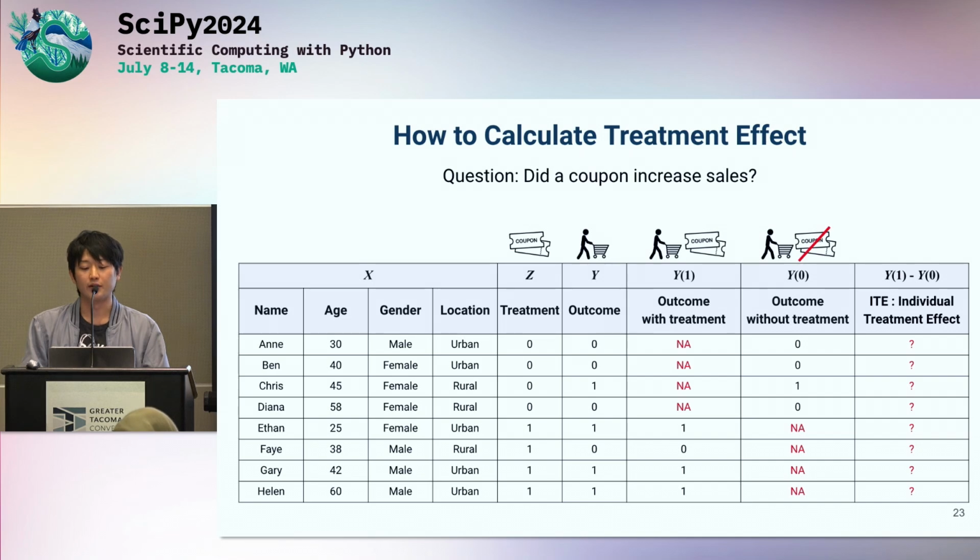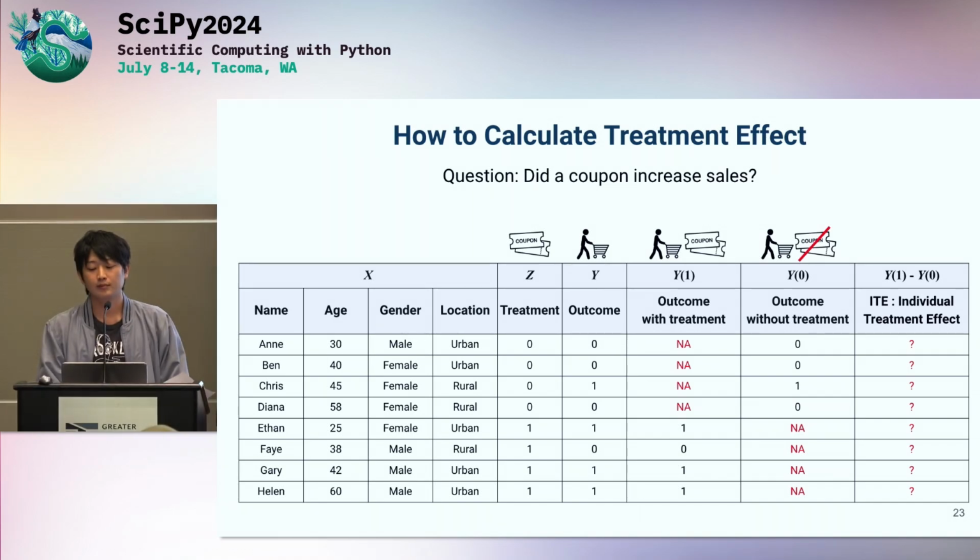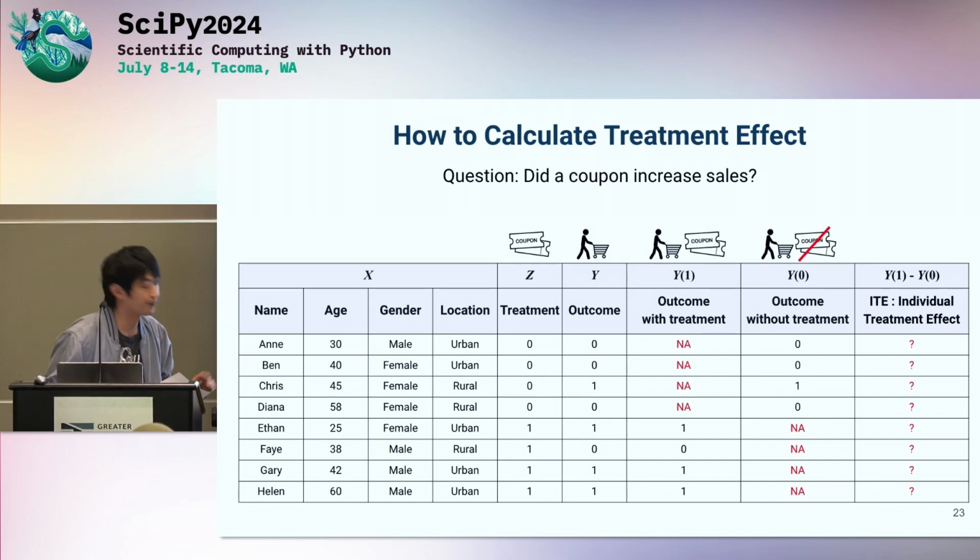Now, let's move on to how to calculate these treatment effects. Let's consider this question. Did a coupon increase sales? This data includes different customers with their attributes such as age, gender, and location. This data also has information on Z, treatment, and Y, outcome. The column Y1 represents the outcome with the treatment, and the column Y0 represents the outcome without the treatment. If we know these two columns, we can easily calculate the individual treatment effect by subtracting these two numbers. But the challenge is we can only observe one outcome from the same individual.